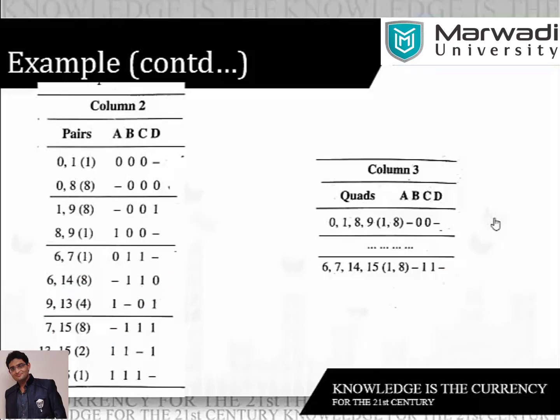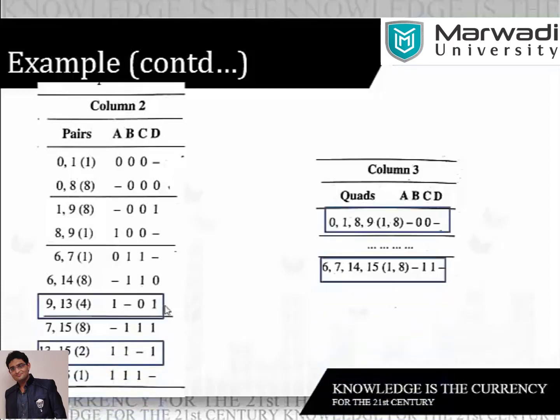Here, on obtaining column number 3, we can see that the minterms 9, 13, and 13, 15, and the terms in column number 3 are not further paired, that is, they have a change in more than one bit in their binary representation. Let's give them the names P, Q, R and S. Since the further pairing of these four terms is not possible, they are called prime implicants.